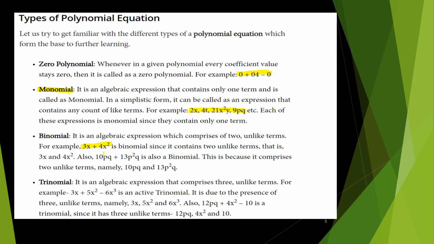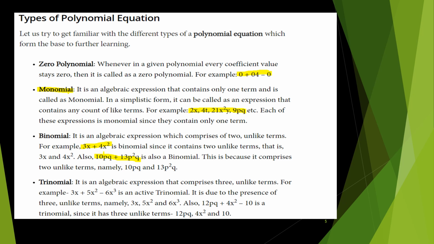Another example, 10pq plus 13p square q. pq is not equal to p square q. So that's why it is also binomial. Also there are two terms, 10pq and 13p square q. Now why is it saying unlike terms? Because if it were like terms, you would add them and it would again become one term. So we are talking about unlike terms, so they cannot be added. They will remain separate. Only then they will be binomial. This is because it comprises two unlike terms, namely 10pq and 13p square q.